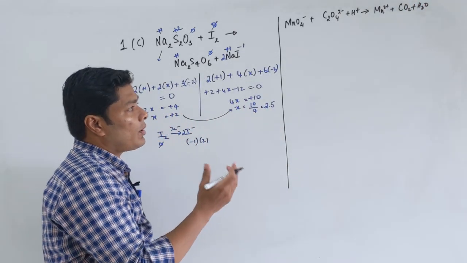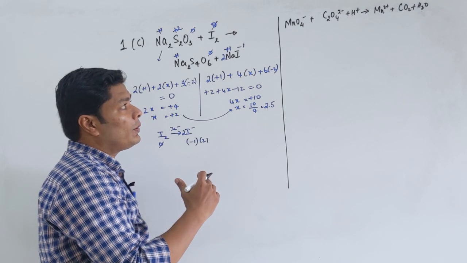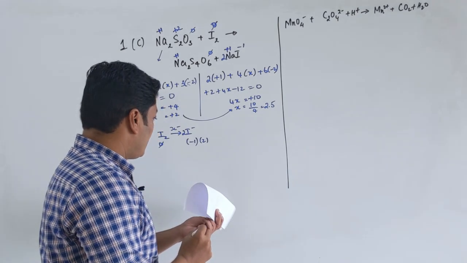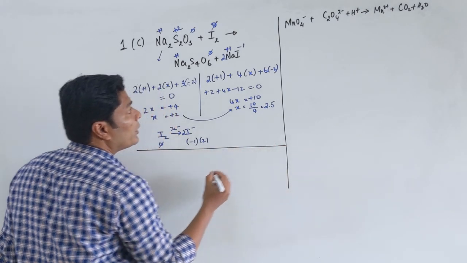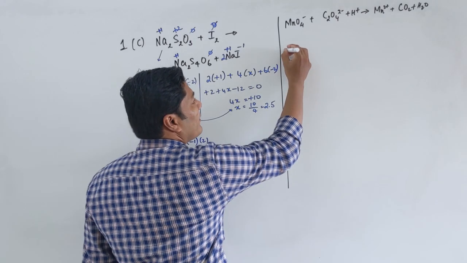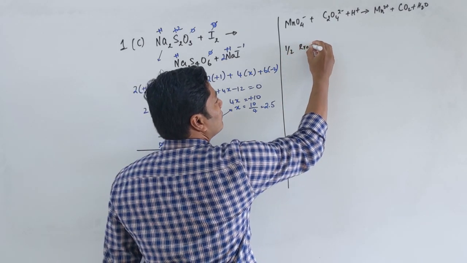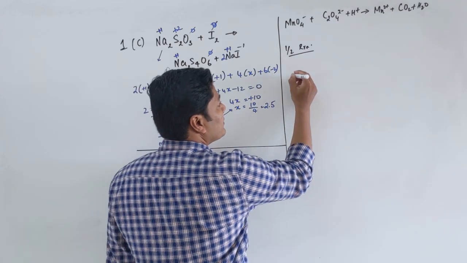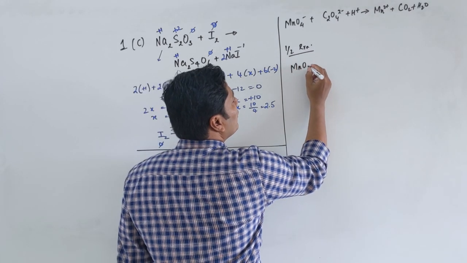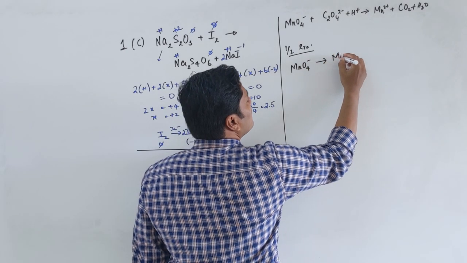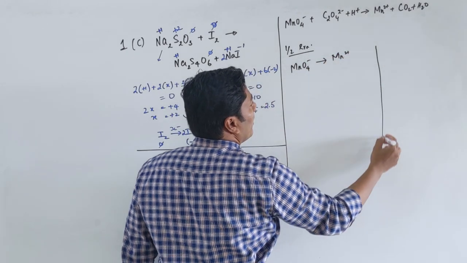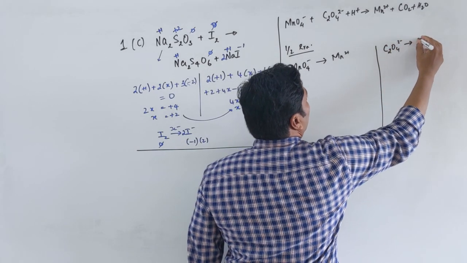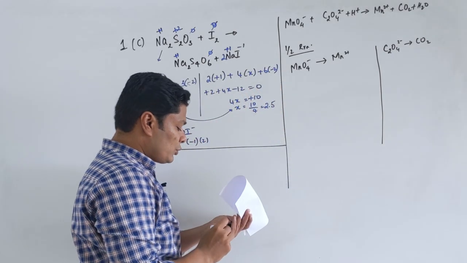You can do two different ways, oxidation number method you can do, or you can also do your half reaction method. Now let's keep only here, or maybe here I'll do the half reaction method. What I want to do, I want to separate my oxidizing reaction separately compared to reducing reaction. So I have my MnO4 minus giving you Mn2 plus, and here I have C2O4 2 minus giving you CO2. This is what I have.